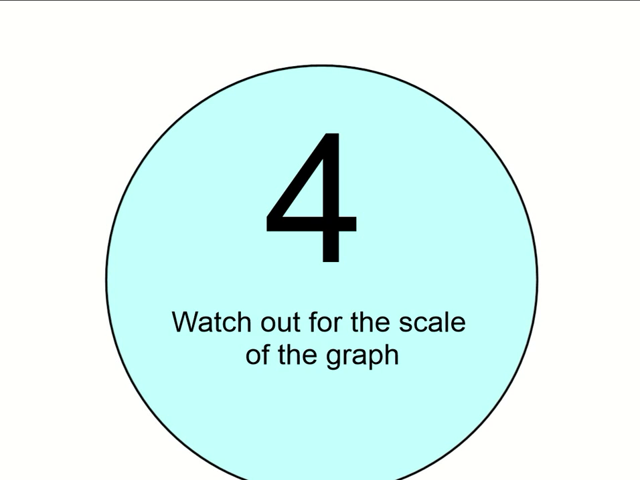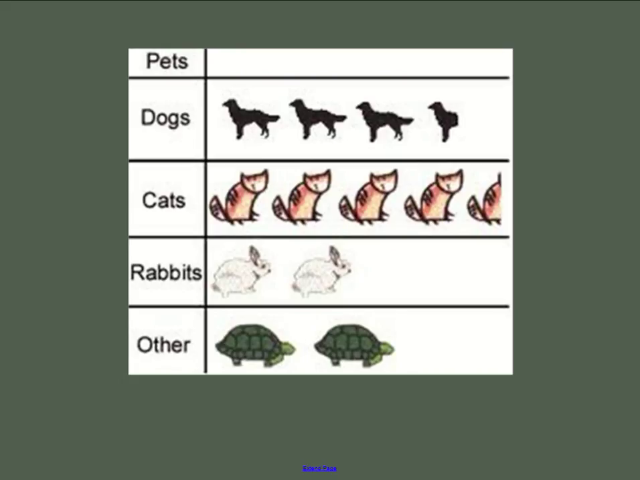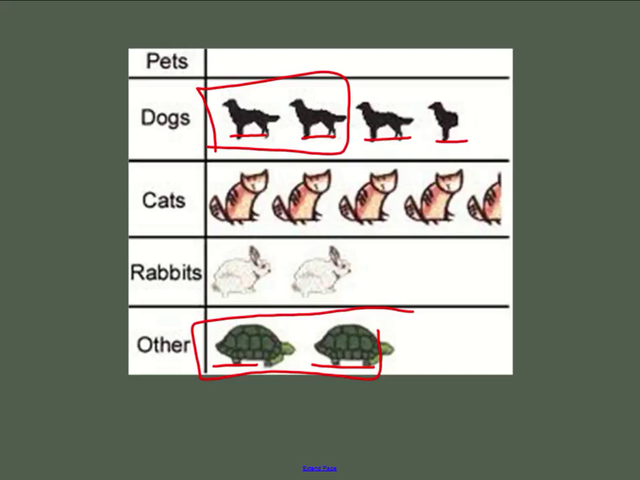Number 4, you should also pay attention to the scale of the graph. So if we look at this next one, pets, about 3.5 people have dogs. And if you look down here, 2 people have turtles, but 2 looks like a lot more than it does up here with the dogs because they're using bigger graphics. They're trying to mislead us. These cats are 4.5, and it looks like it's more than it is because the graphics are misleading.